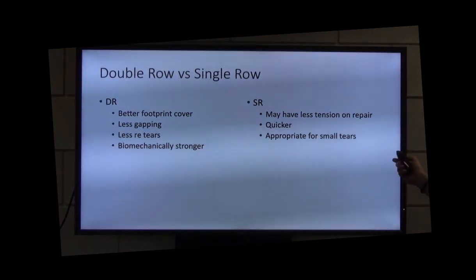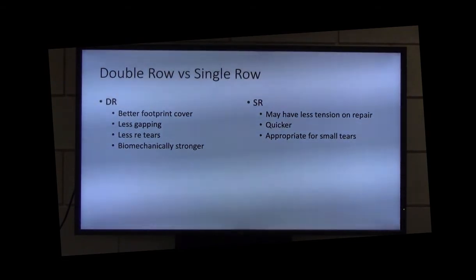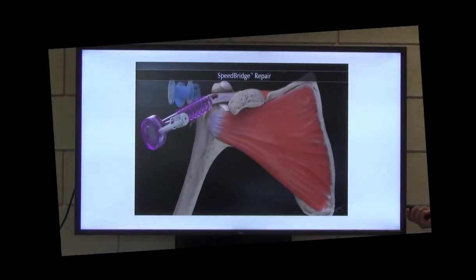And it may be, for smaller tears, a single row repair is appropriate. What do you guys do out of interest, the faculty here? I personally tend to do a double row repair in the majority. Right. For small tears, I might use just one anchor single row. Yeah. Same. Okay. Shall I run this video now? Yeah.